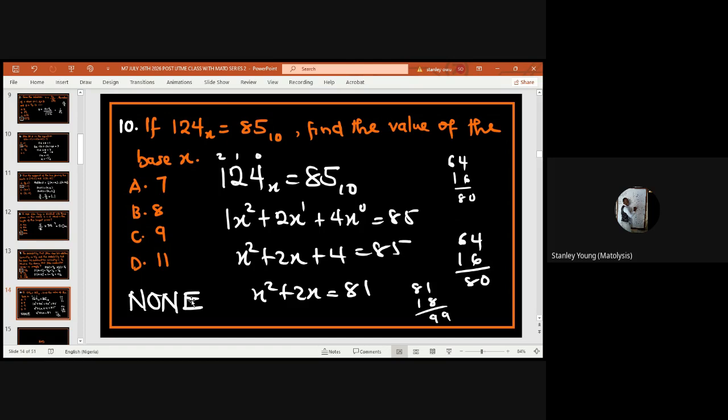So none of the options given is the answer. None of the options given is the answer. So I just hope there's no error there.